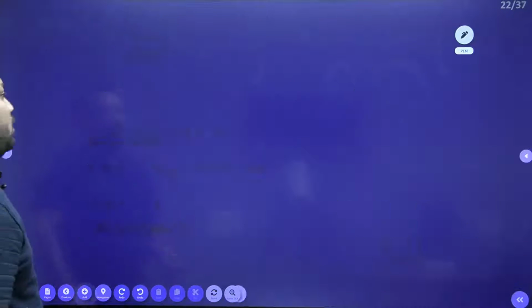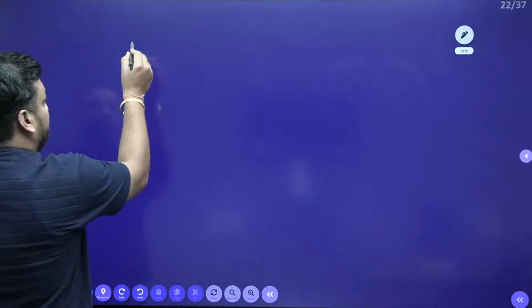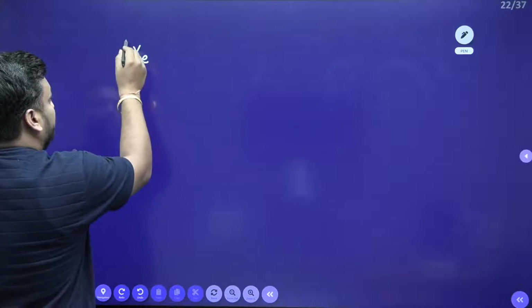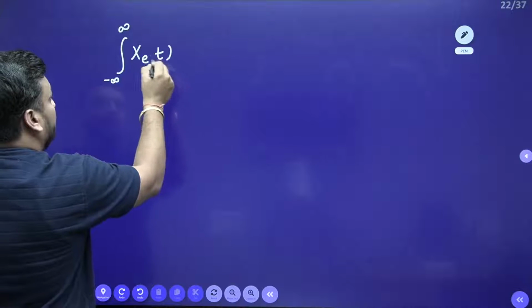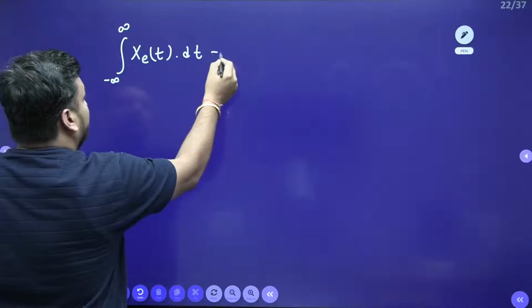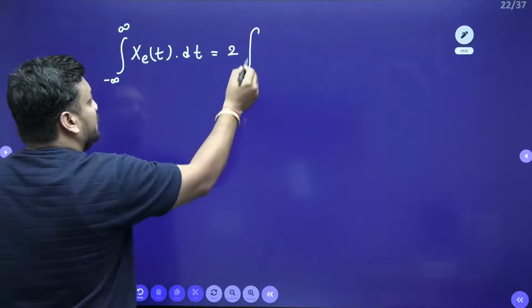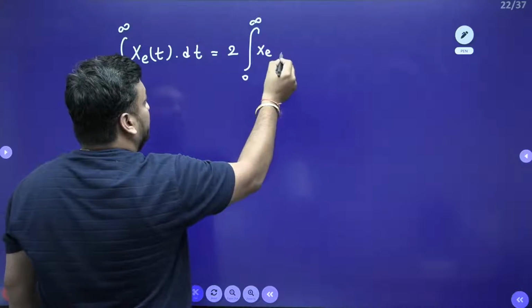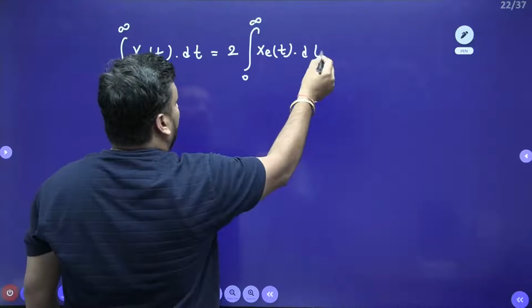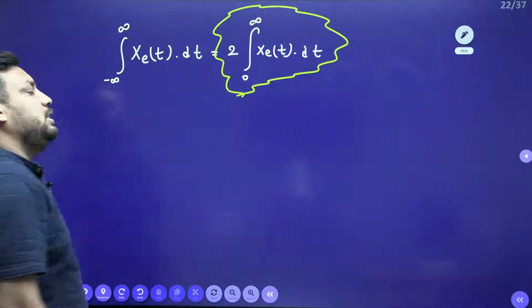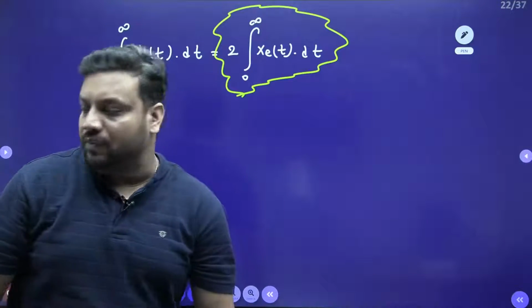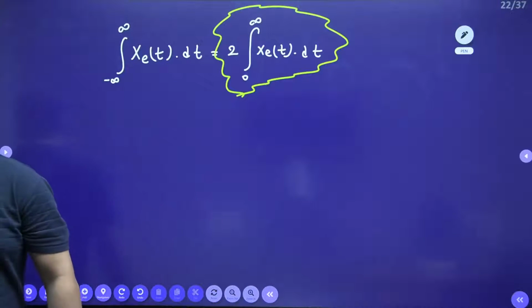So students, if the signal is an even signal, then of course we can split the limit. If the limit is minus infinity to infinity of x even part of t dt, then of course it is equivalent to twice into 0 to infinity of x even part of t dt. I hope it is clear to you guys. So if the signal is even, you can multiply by two and you can only take the positive half limit.